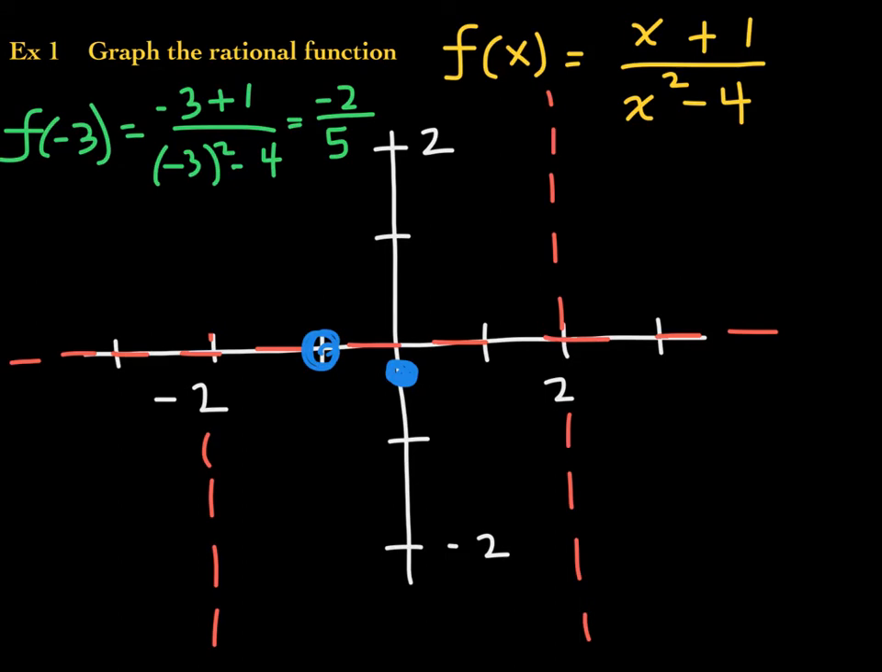All right, I went ahead and plugged in -3, and I got -2/5. That means to the left of -2, I am going to be negative, right? Which is below the x-axis. So I can fill this in. This branch is going to look something like this, everybody.